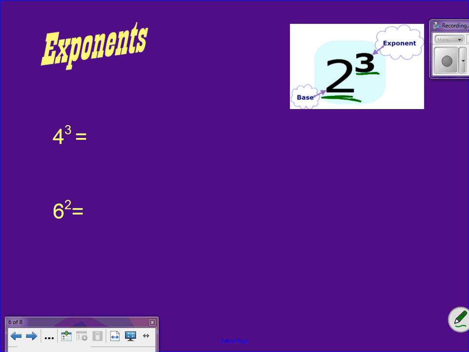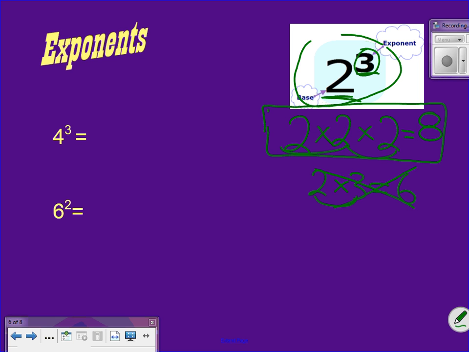So what this means is we take the base and we multiply it by itself 3 times. So it's 2 times 2 times 2. That is what this exponent right here says. We do not want to do 2 times 3. So let's take a look at our answers. 2 times 2 times 2, we get 4, then we get 4 times 2 again, and we get 8. If we take 2 times 3, we get 6. That's not the same. This is what we're looking for right here. Make sure you remember to do it this way.